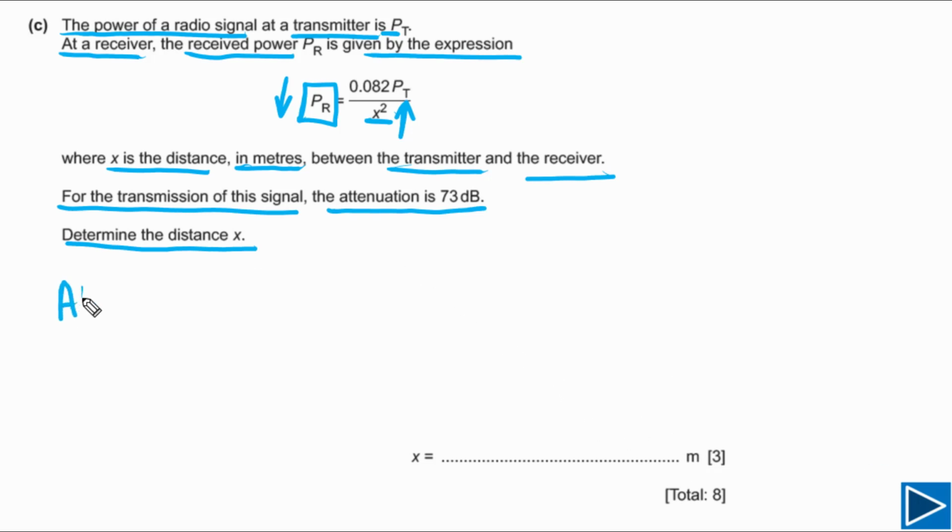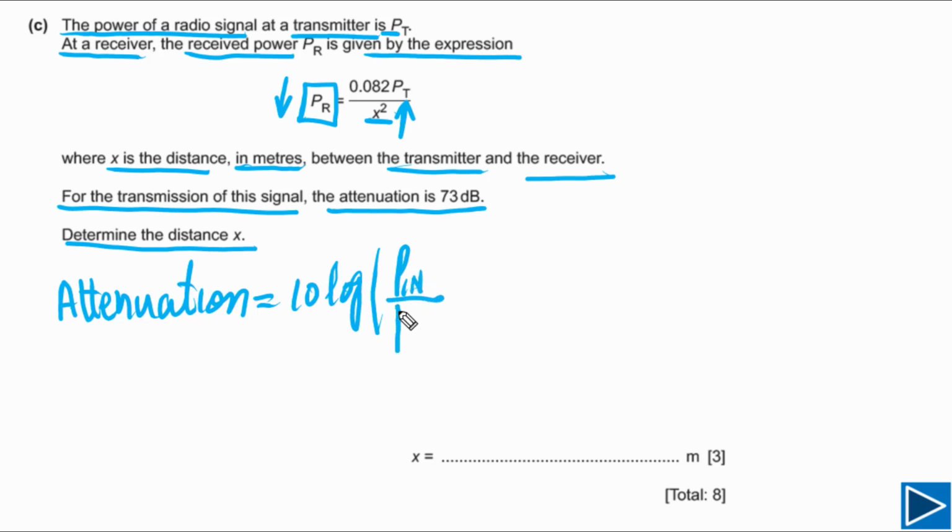This question is simply about attenuation. So we need to write down the formula for attenuation. In this case we will place P in in the numerator, so our answer will be positive, divided by P out. You can also place P out by P in, but then this has to be negative. The value of attenuation is given, equal to 73 dB. So simply this is 10 log. We can also draw it like this.